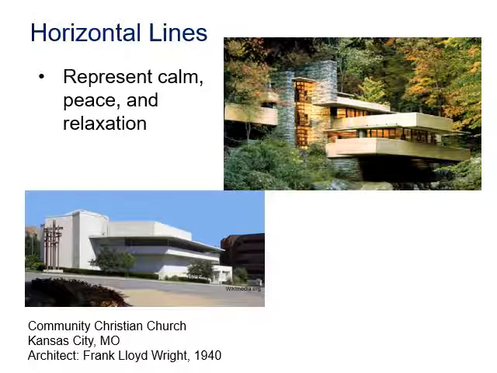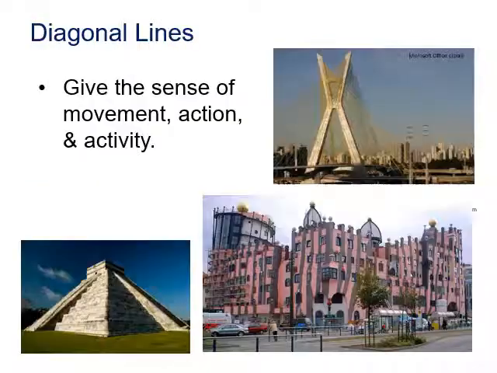Horizontal lines tend to represent calm, peace, and relaxation, such as this church or this building that was designed by Frank Lloyd Wright. You can see with the river flowing underneath it, it just makes you feel like you're on vacation, makes you want to relax. Diagonal lines, such as the ones that you see here, show a sense of movement, action, and activity.